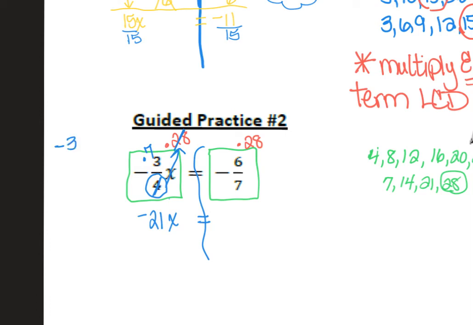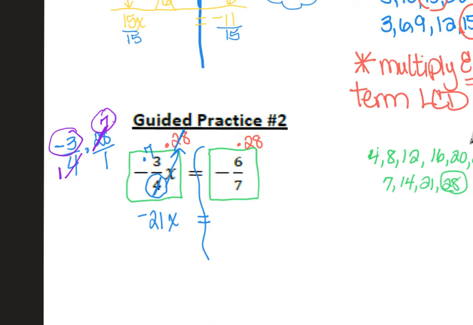So just kind of a refresher of what you're doing there. You're doing -3/4 times 28. And so basically what we did was I said, okay, how many 4's are in that 28? And it's just cross-canceling. 4 goes into 28 7 times. And so then you do 7 times -3, and that's how I get that -21. It's just kind of a shorter cut.